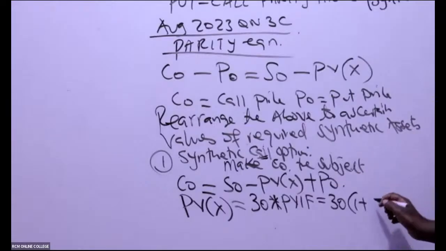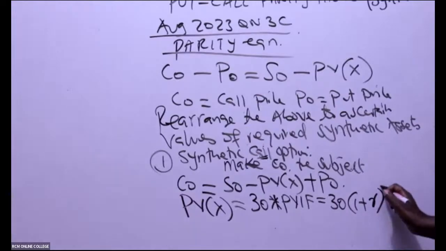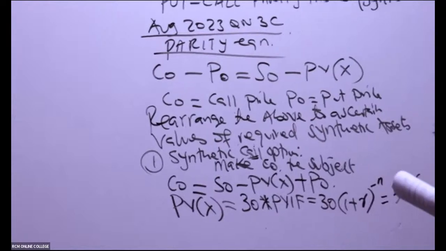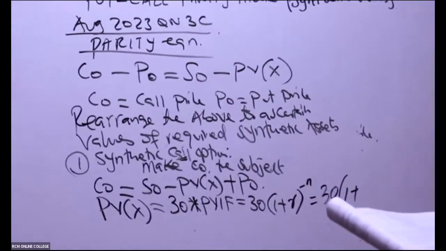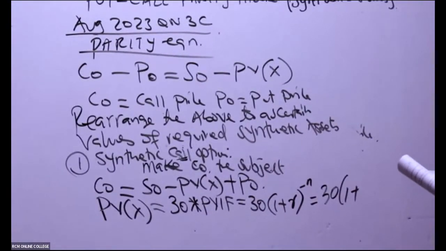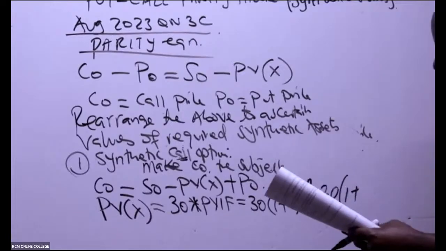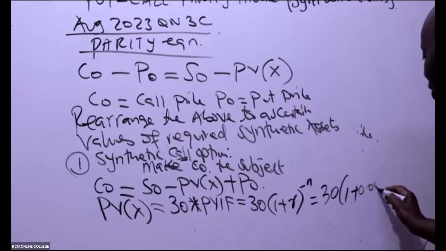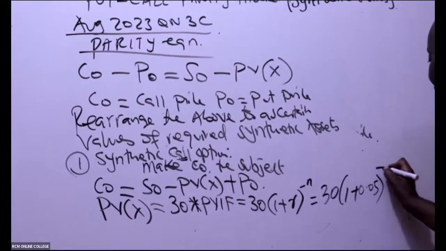Yeah. So in this case here, 1 plus R raised to negative N. So then this one here will be 30 into 1 plus R. The R in this case here will be the risk-free rate. Are you able to see the risk-free rate in this question? 5%. So 0.05, and so many students mess up here.